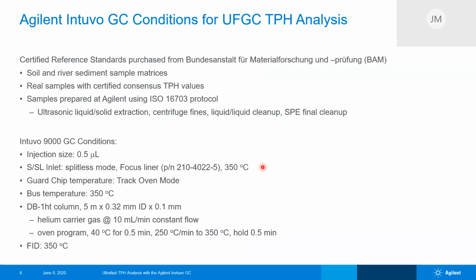So we're going to be using a shorter, thinner film column than what's in the ISO method. We're also going to be using higher flows and also faster temperature program ramps in order to get this analysis done faster. The other parts of the method in terms of the hardware will be the same. We're still going to be injecting the sample onto the column with a splitless inlet, and we're going to be detecting using a standard flame ionization detector.